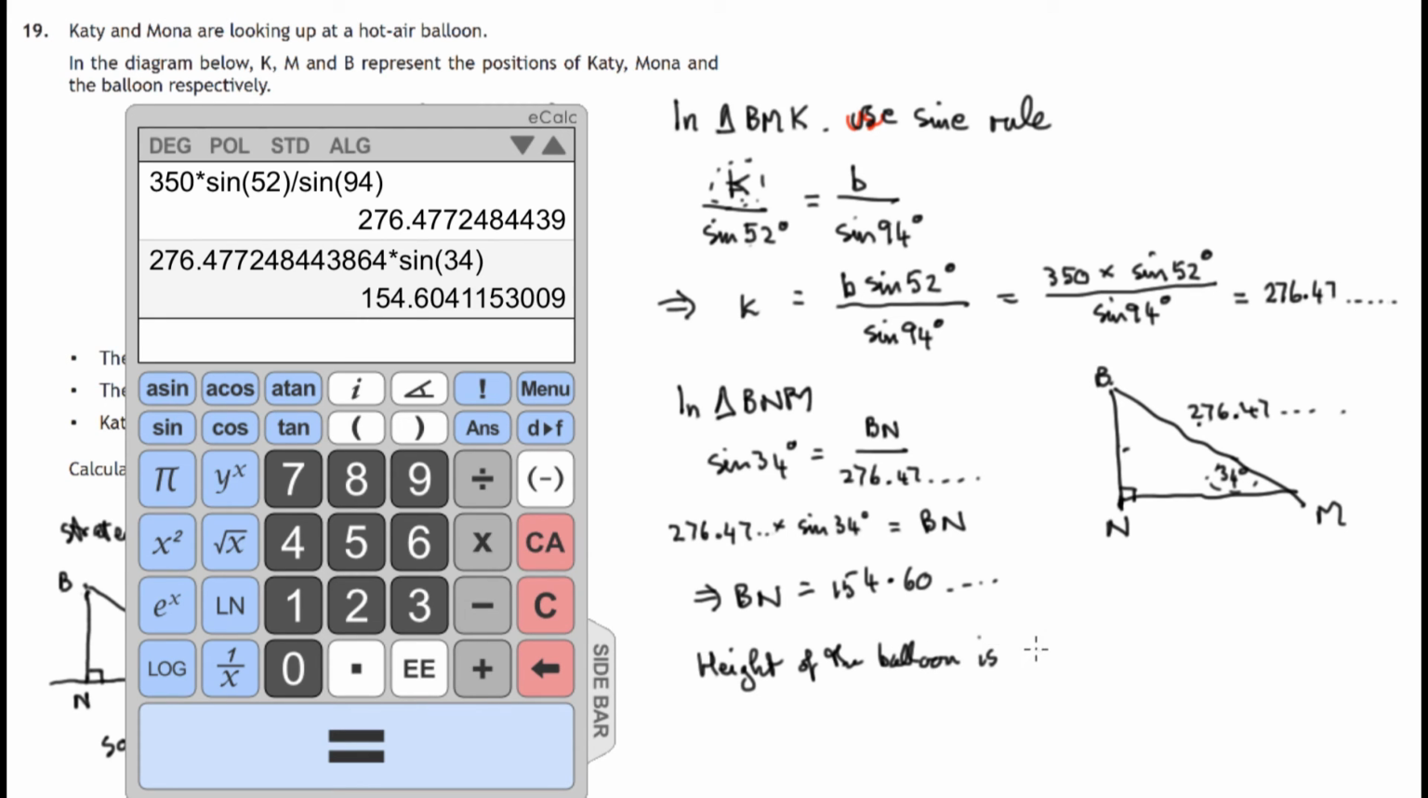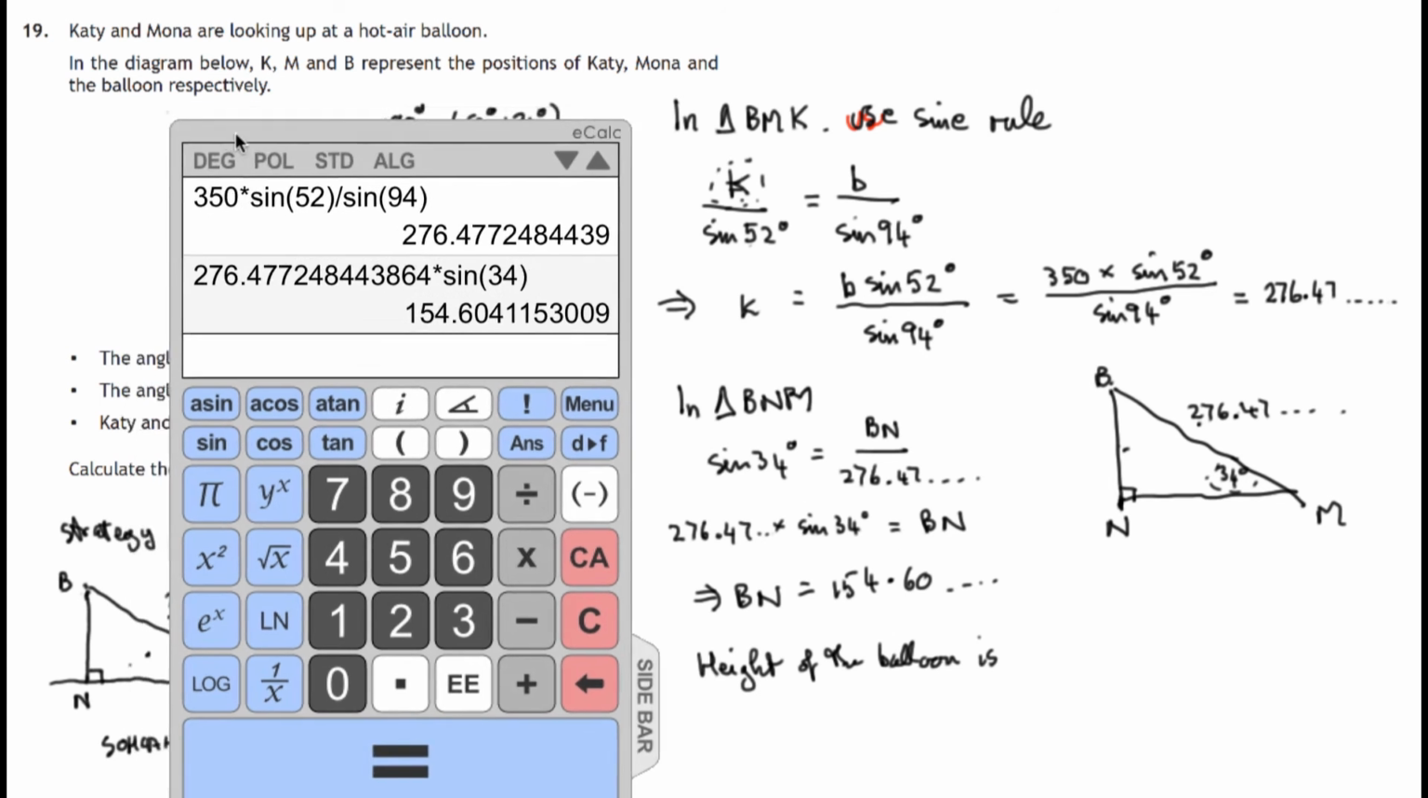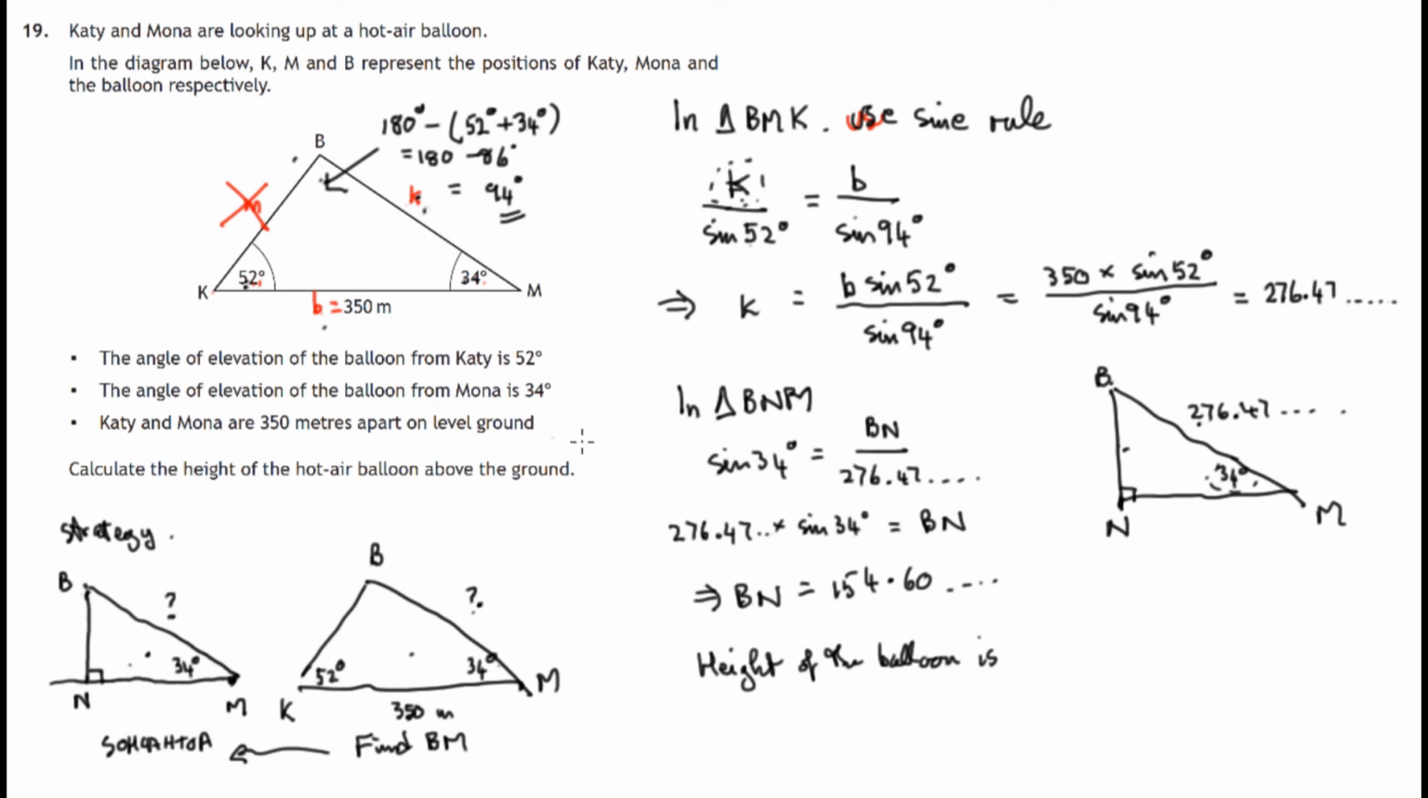is, now does it ask us for accuracy here? Calculate the height of the hot air balloon above the ground. No, it doesn't, usually therefore it's three significant figures. That'd be 155. It's nearer 155 than it is to 154. So it's 155 metres, and that's to three sig figures, or to the nearest metre.